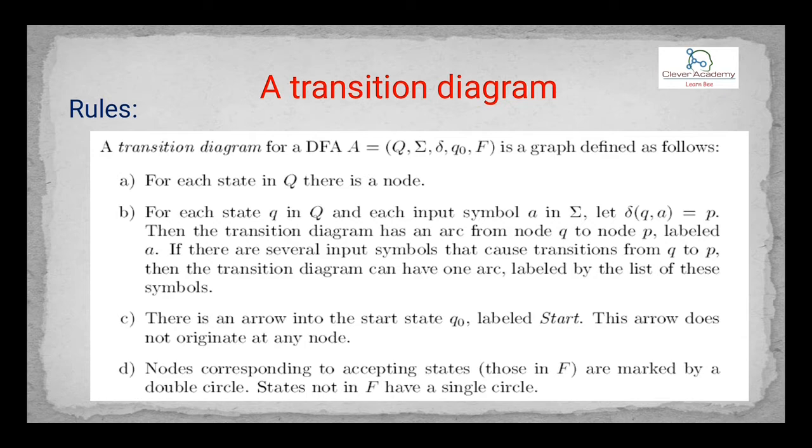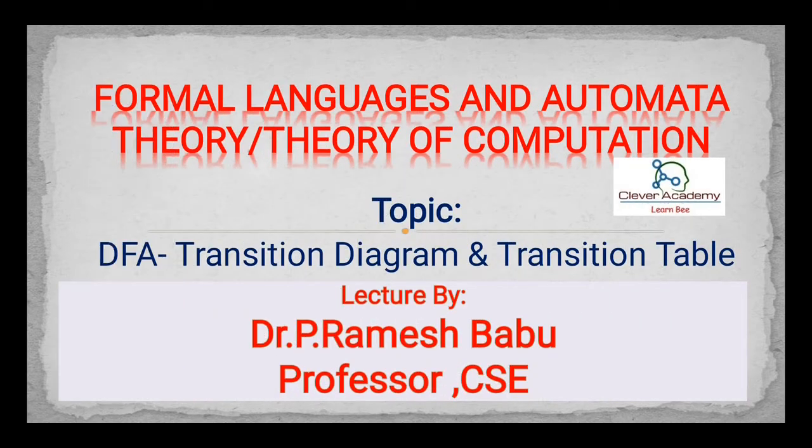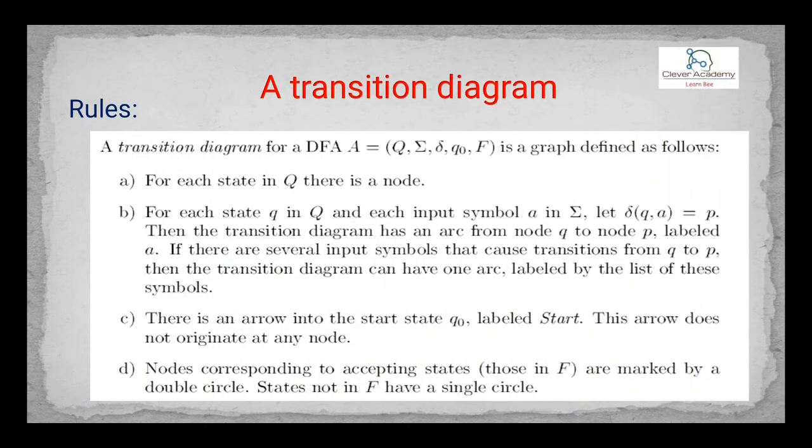node. And second, it is related to the transition. Whenever we are representing any transition, it is indicated as delta of Q comma A equals P. Means we have the state Q, and from Q, whenever you are given an input A, it moves to P. That transition, whatever operation is represented there, is indicated with an arc.